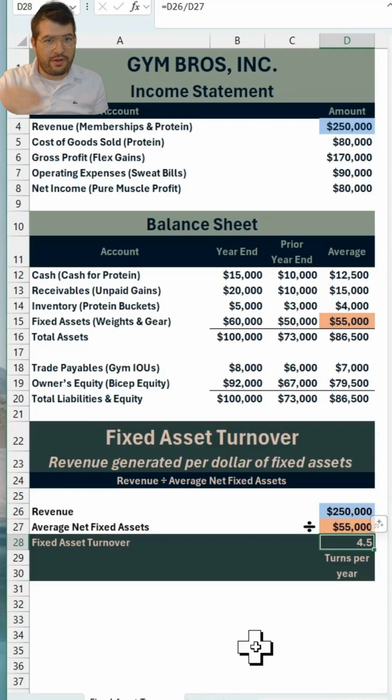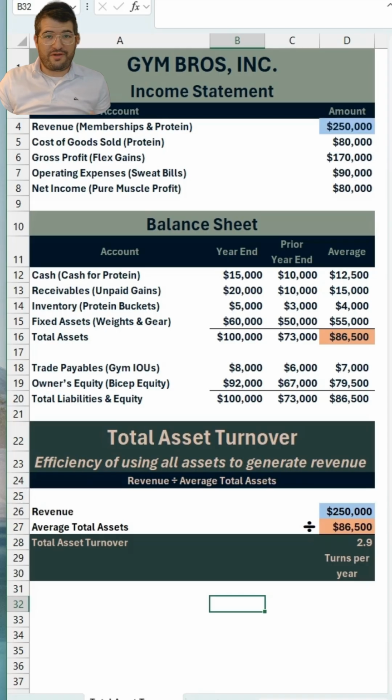You want to watch if it's going up or going down. Ask questions if you see big changes. If you double your investment in gym equipment and you see that your revenue doesn't double, then maybe you bought too much. Maybe you need to wait a little bit longer. But that's what this ratio is coming to shed some light on.